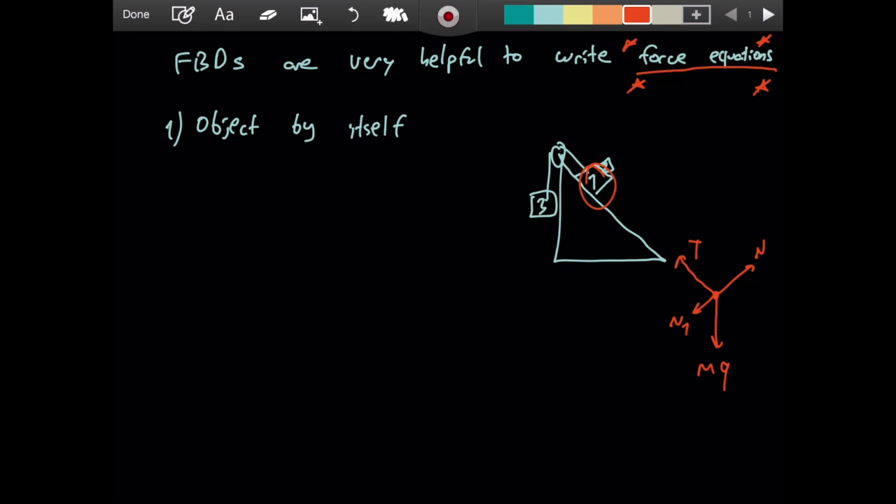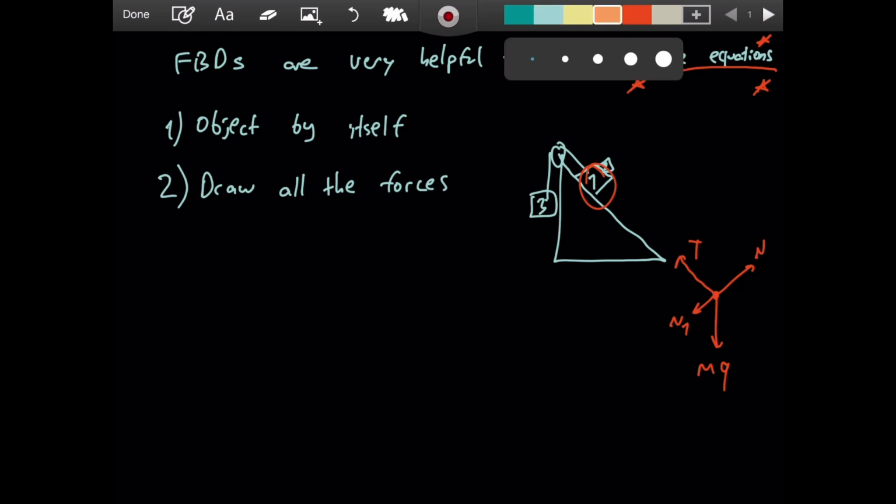Okay? But that's not done yet. And we will discuss why it is not done yet. So we said object by itself, and of course, obviously, you want to draw all the forces that act on the object. Don't come here and draw the weight of M3, okay? Don't come and draw the weight of the third object. It's not acting on the first one. This is the free body diagram for the first one. And of course, you might need to draw a couple of free body diagrams, and that's completely fine.